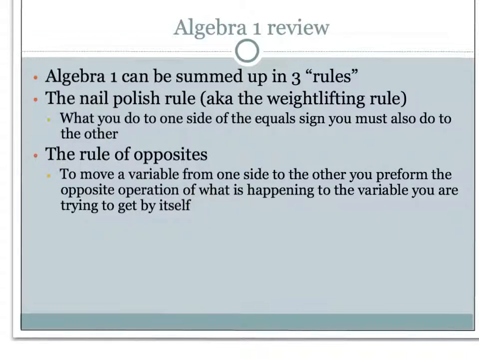The last thing that we're going to cover in Math Boot Camp is probably the most important. It's an Algebra 1 review. We need to be able to work properly with equations so that we can get the right answer when we do the math. So, algebra can be summed up into 3 simple rules, if you will. Now, your math teacher may not agree with these rules, but they'll work for our purposes. The first one we have is the nail polish rule, or the weightlifting rule. It basically says what you do to one side of the equation sign, you must also do to the other.